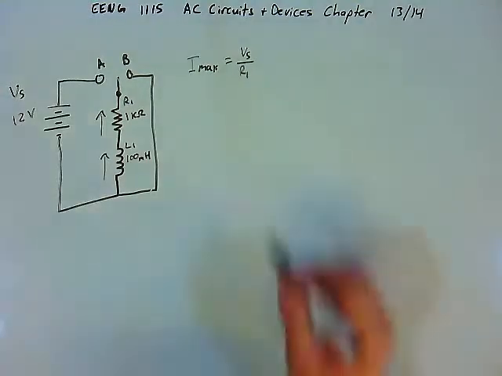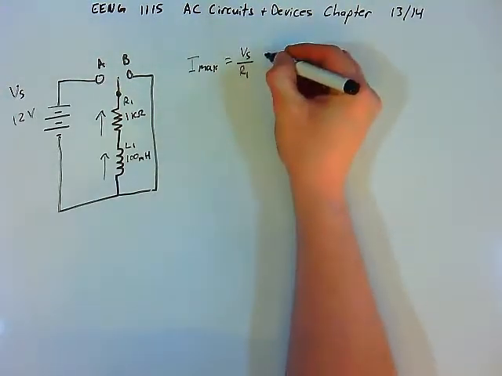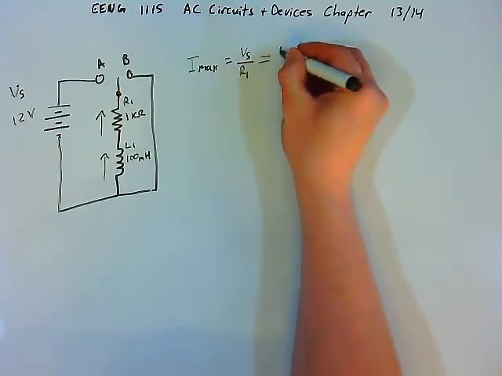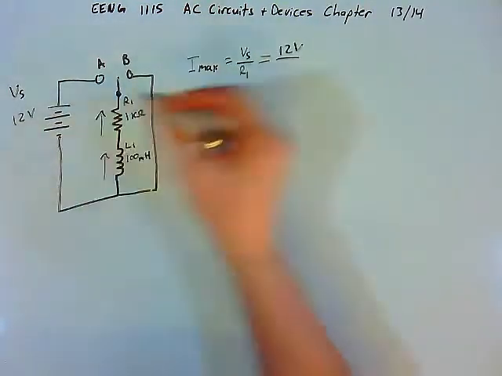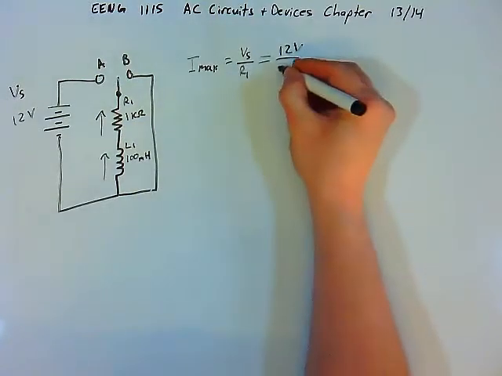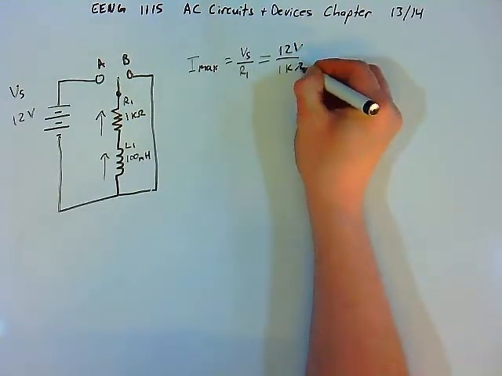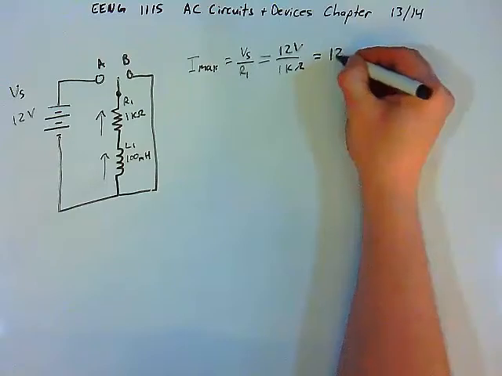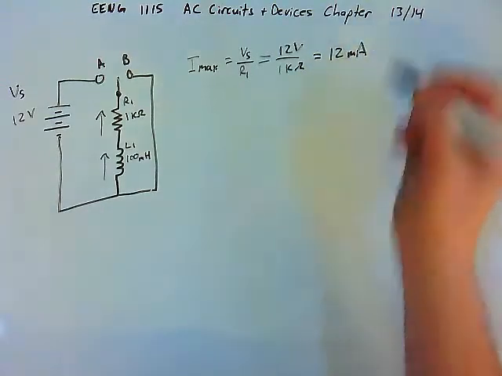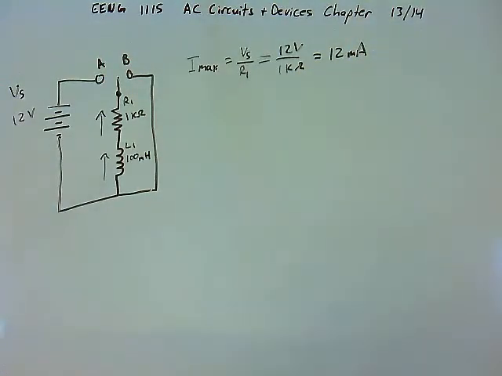So in this example, the maximum current that can flow in the circuit will be our 12 volts, which is our source voltage, divided by the resistance of the circuit, which is 1 kilo ohm, and we'll get 12 milliamps. That is the amount of current that would flow in the circuit if there was no inductor in the circuit at all, right? If we just had one resistor, one 12 volt source, resistance is 1 kilo ohm, we would expect 12 milliamps to flow. That's going to be the maximum amount of current that can flow in the circuit.